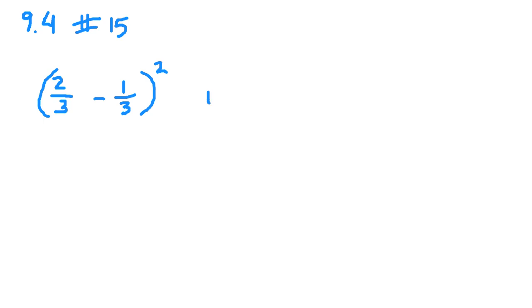Okay, we're going to be doing problem 15 from section 9.4 from Math 1012. This problem is an order of operations problem with negative numbers included. So we have (2/3 minus 1/3), all in parentheses, quantity squared, plus 5/2 times negative 1/3.